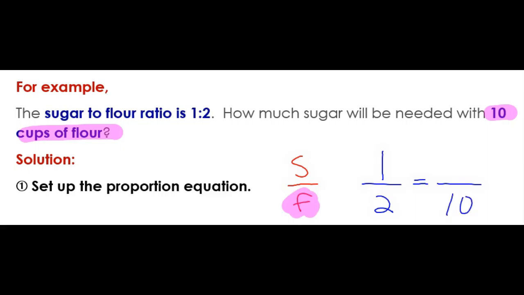And so what am I looking for? Well, I'm looking for the corresponding amount of sugar. So I can use a variable to represent that. Since it's sugar, I might want to use the variable s. But if you're more comfortable with using x as an unknown, then by all means go ahead and do that. But that's what we want to do first. We want to set that up properly. And that's really key to getting your problem correct.